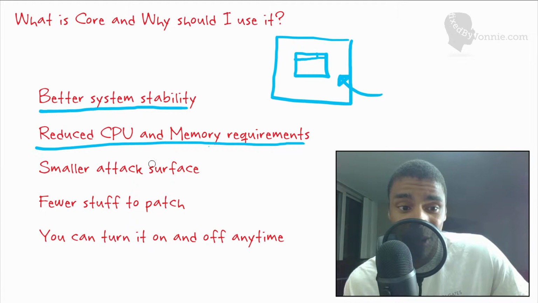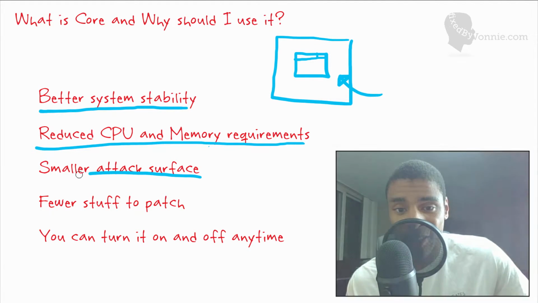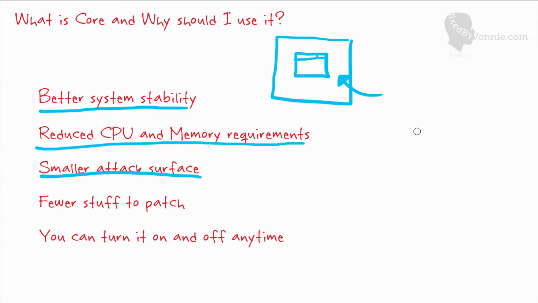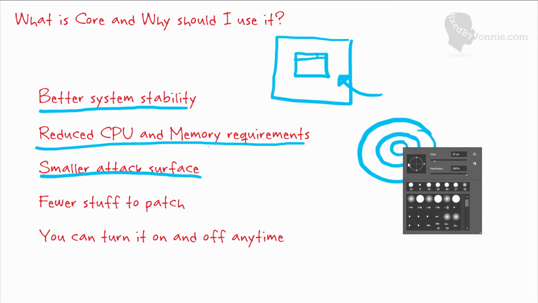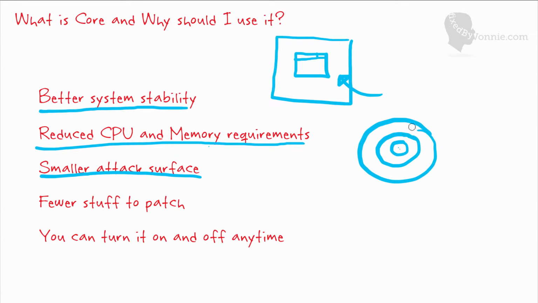You also get a smaller attack surface, right? So if Windows Server 2012 R2 has an attack surface that's this large, wow, you just saw my secret of Photoshop, then Windows Server Core has a window that's only this large. There's a lot less for an attacker to attack because there's less there. I know it sounds like common sense, but I got to point out the obvious. And therefore, there's fewer stuff to patch.